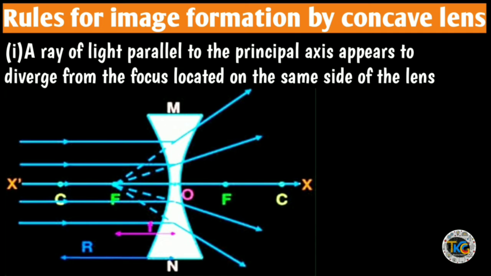Sometimes questions are given: what is the focus point, the principal focus point? So what will be the answer? The answer will be: the rays of light which come parallel to the principal axis diverge, and these diverging rays, on being produced backward, meet at a particular point on the principal axis. This point is called the focus point. So this is rule number 1.